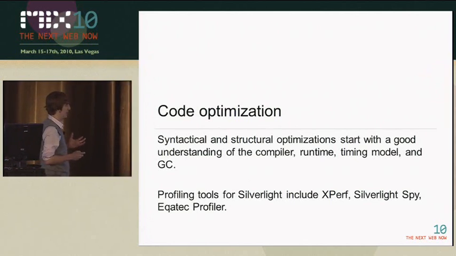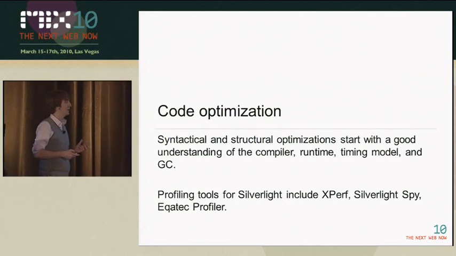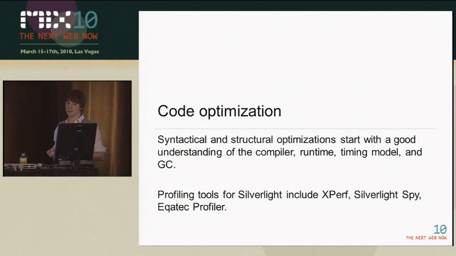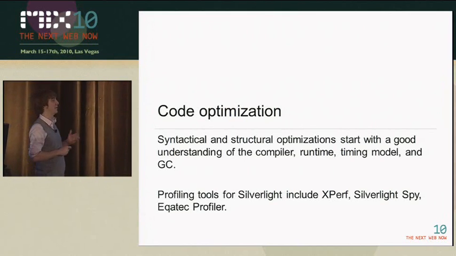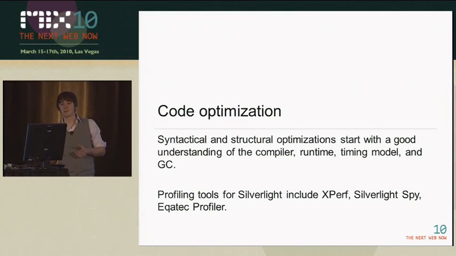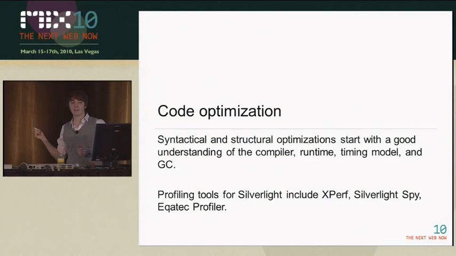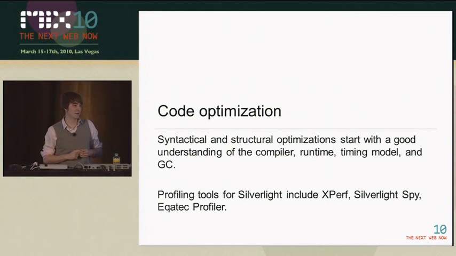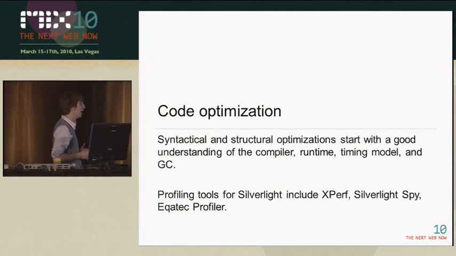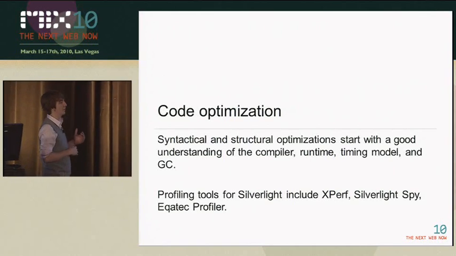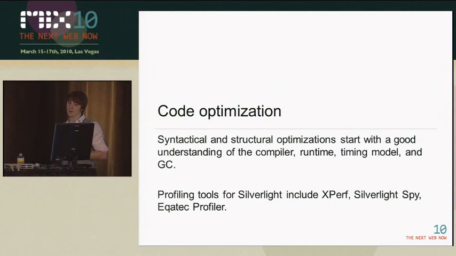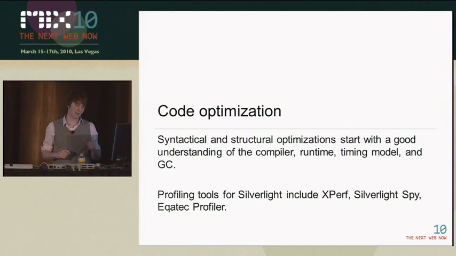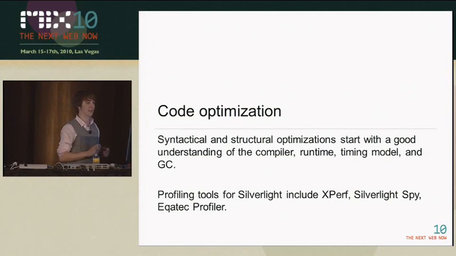Silverlight right now doesn't have a dedicated profiling tool in Visual Studio. My understanding is that's coming in 10. But we do have tools like Xperf, Silverlight Spy, and Ecotech Profiler. I took a look at all of these. It looks like Ecotech is probably the best tool available right now. You can do snapshots, find out what methods are running, what's taking up the largest portion of your CPU. It seems like a really good tool, so I'd recommend checking that out.